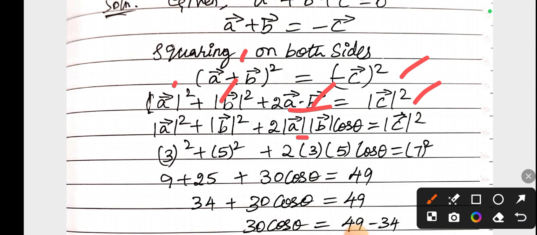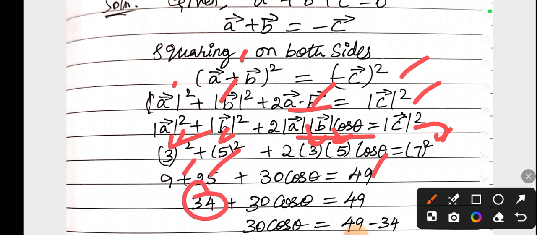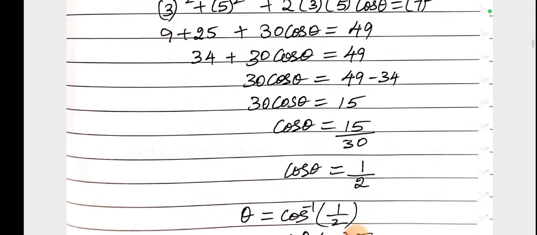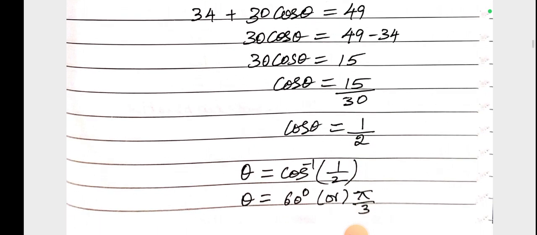A vector dot B vector splits into magnitude of A vector, magnitude of B vector, cos theta. Then apply: this is 3 square, here 5 square, again here 3, again here 5, again here 7 square. So 9 plus 25, and here 49. You will get 34 plus 34 goes to that side, minus 34. Simply substituting the value.